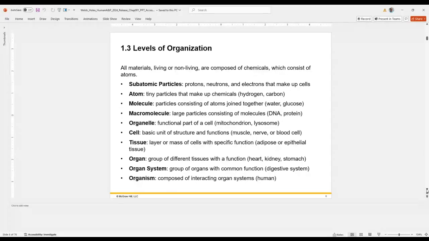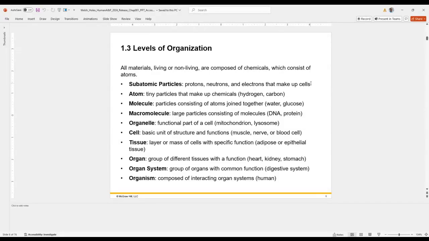Okay. Now, one thing we always talk about at the beginning of this course is the levels of organization, and we mean small to large. Okay, so and you can study science at any of these levels, but really you have to kind of understand all of it to understand any of it to some degree. So subatomic particles. So that's the smallest level: protons, neutrons, and electrons, and those make up an atom. And an atom is the tiniest particle that make up chemical, like hydrogen or carbon.